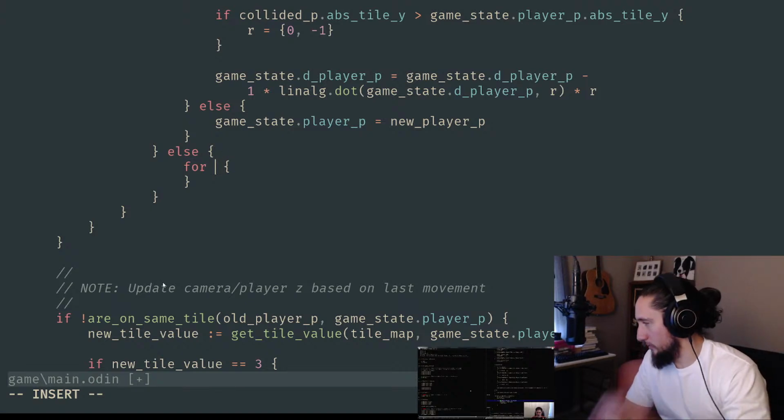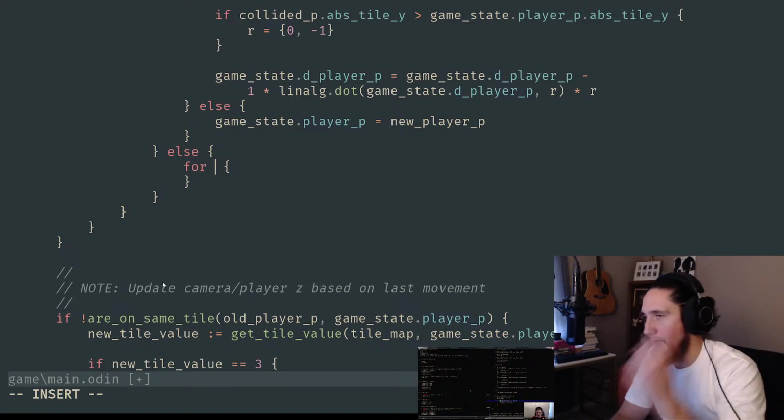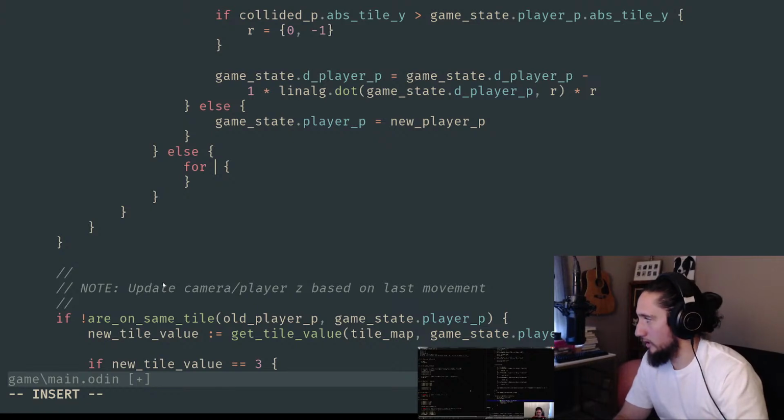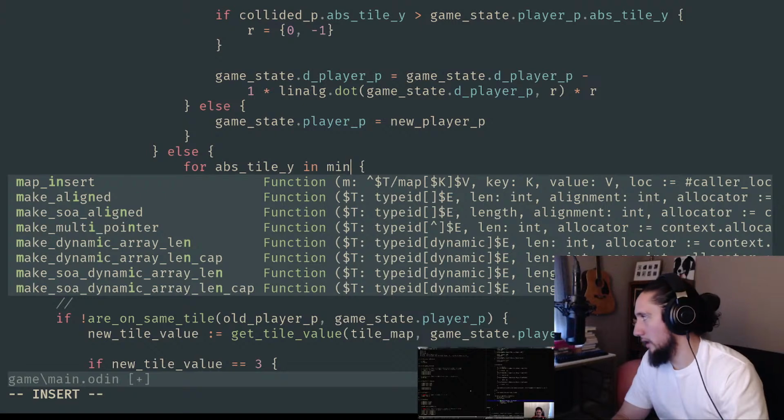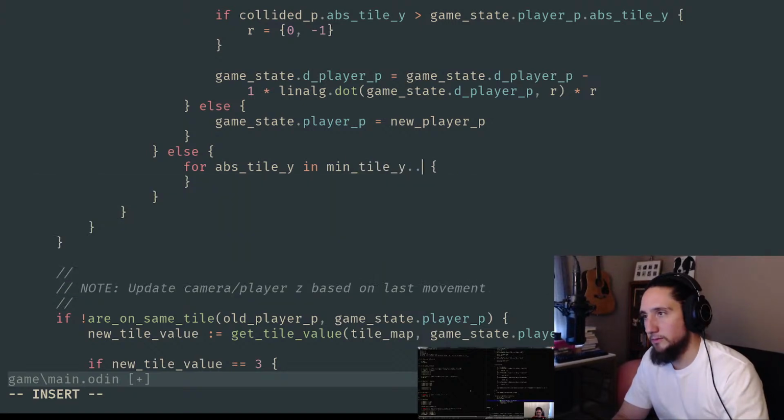He's going to start describing some pain points with switching between signed and unsigned ints, which I encountered a lot writing this all out in Zig. Okay, so this is going to be over the abs tile Y. Do we have a min tile? I guess he hasn't defined those yet. Min tile Y up to max tile Y.